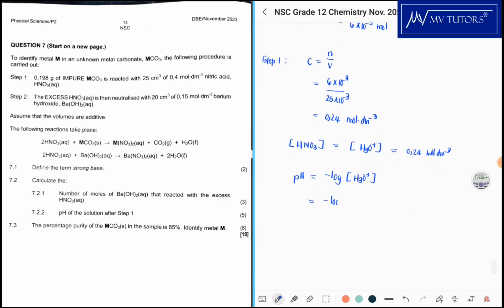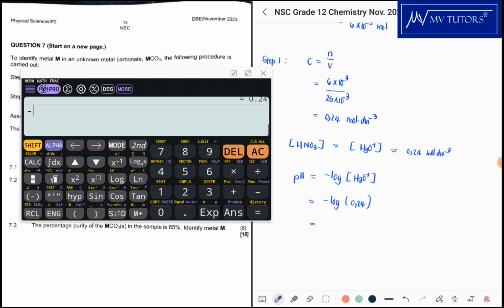So now we have negative log of 0.24. Now, log of 0.24, as long as it's less than 1, is going to be negative, so don't think you're going to end up with a negative answer. It will work out. So now we have a pH, as we predicted, less than 7 because it has to be acidic. We have a pH of 0.62. And this definitely makes sense.